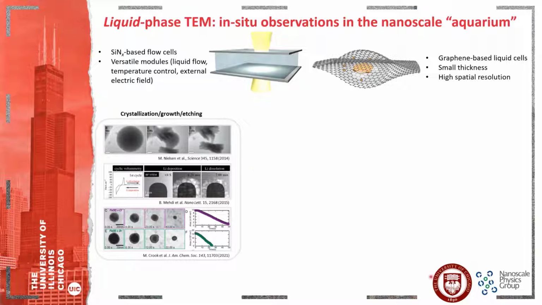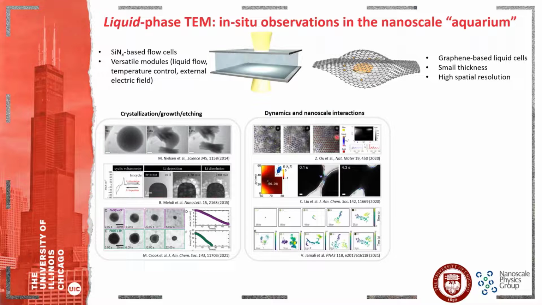Here are just a couple of examples of the literature over the last 10 years, starting with the crystallization, growth, and etching of particles, the observation of lithium deposition and dissolution in an electrochemical cell, done in a silicon nitride cell, as well as the growth and corrosion of particles in a liquid environment, again using an electron beam or using an applied electric field.